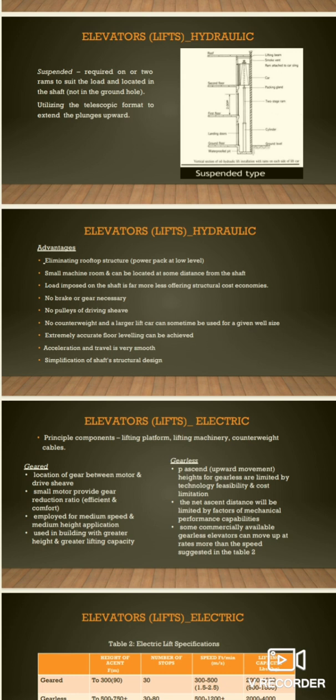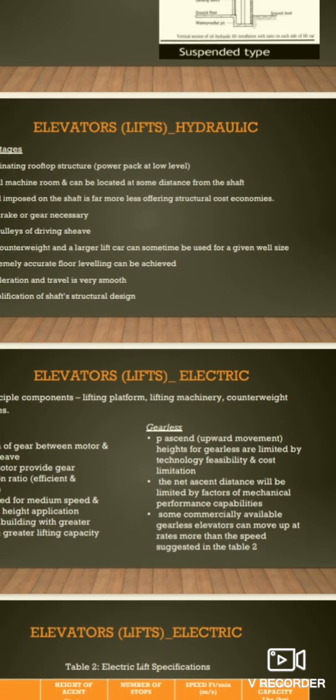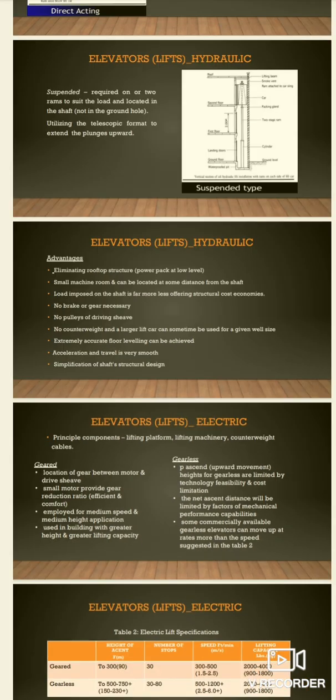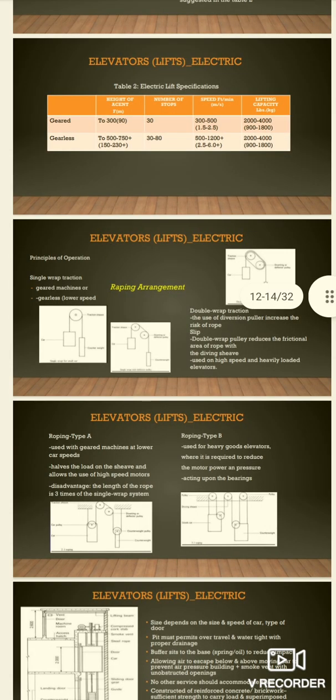Gearless: upward movement heights for gearless are limited by technology, feasibility, and cost limitation. The ascent distance will be limited by factors of mechanical performance capabilities. Some commercially available gearless elevators can move up at rates more than the speed suggested in the table. So this is table 2, electric lift specifications.